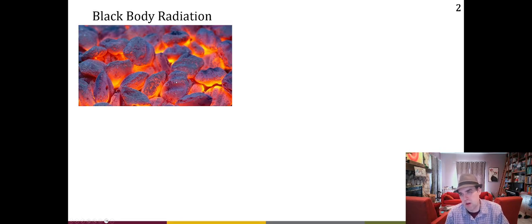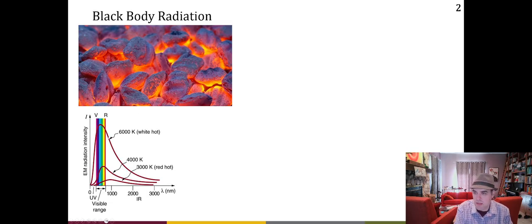Now, when we do an experiment and we measure how bright the light that's coming out is for each of the colors of that light, we get a plot like this where this vertical axis is the intensity of the light that's being emitted, and the horizontal axis is the colors or the wavelength of the light that's being emitted.